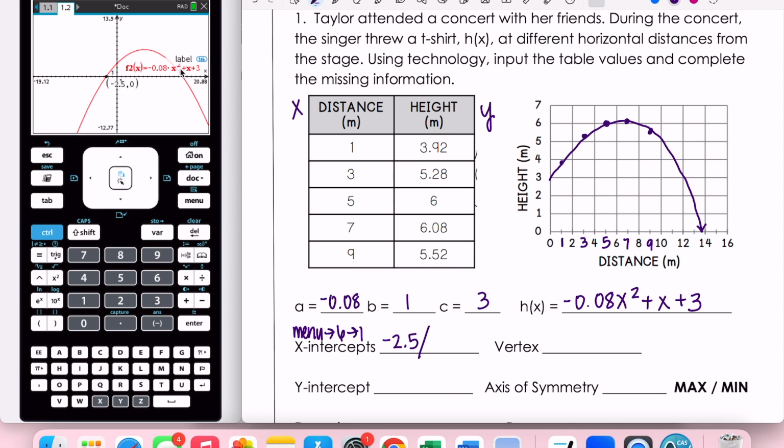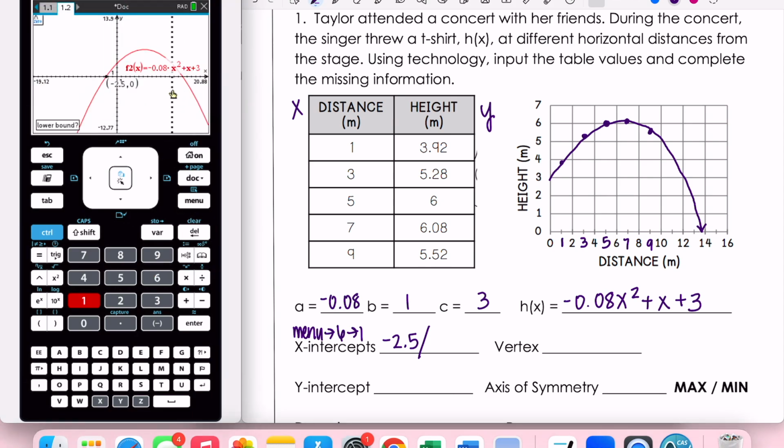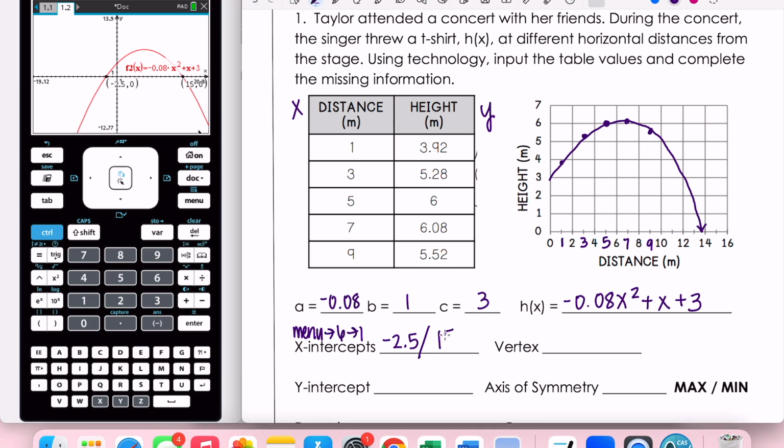Now I have a second x-intercept. So menu, 6, 1 again. I'm going to place my dashed line on the left side of that x-intercept. I'm going to press the enter button and then I'm going to scroll over. Here I see that my second x-intercept is at 15.